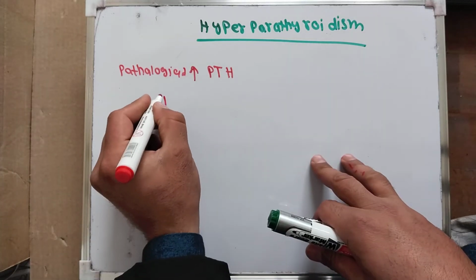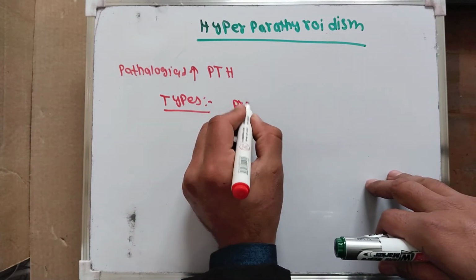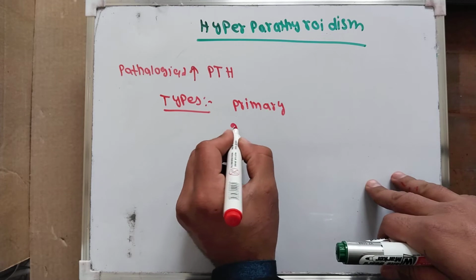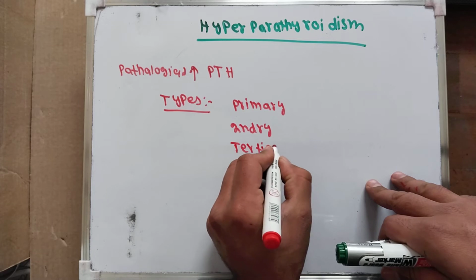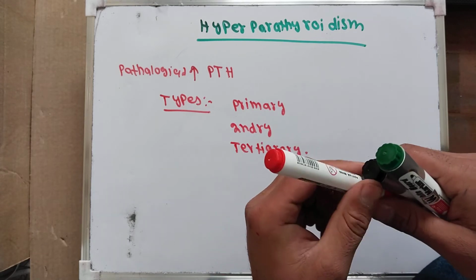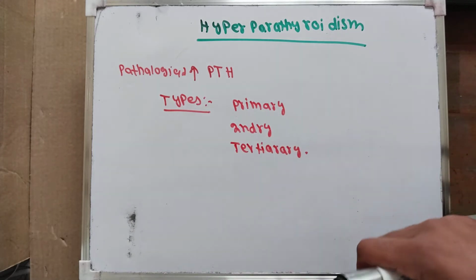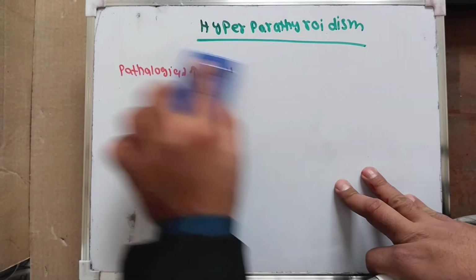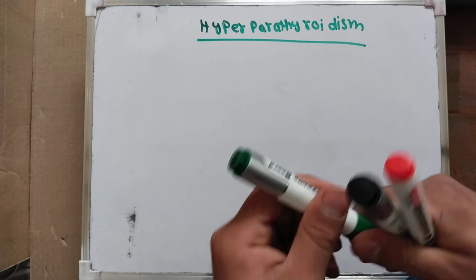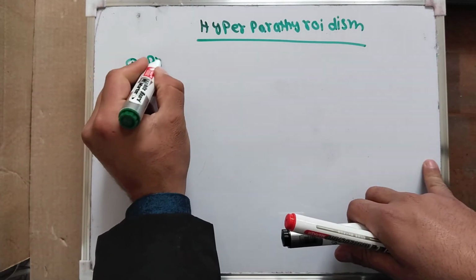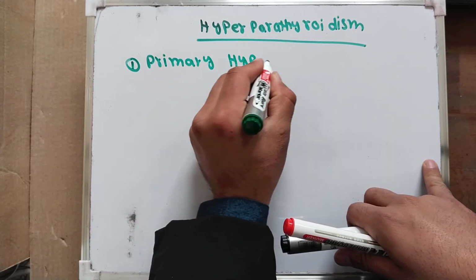So we have different types of hyperparathyroidism. There are three types, which are primary, secondary, and tertiary hyperparathyroidism. Now first of all we will talk about primary hyperparathyroidism.